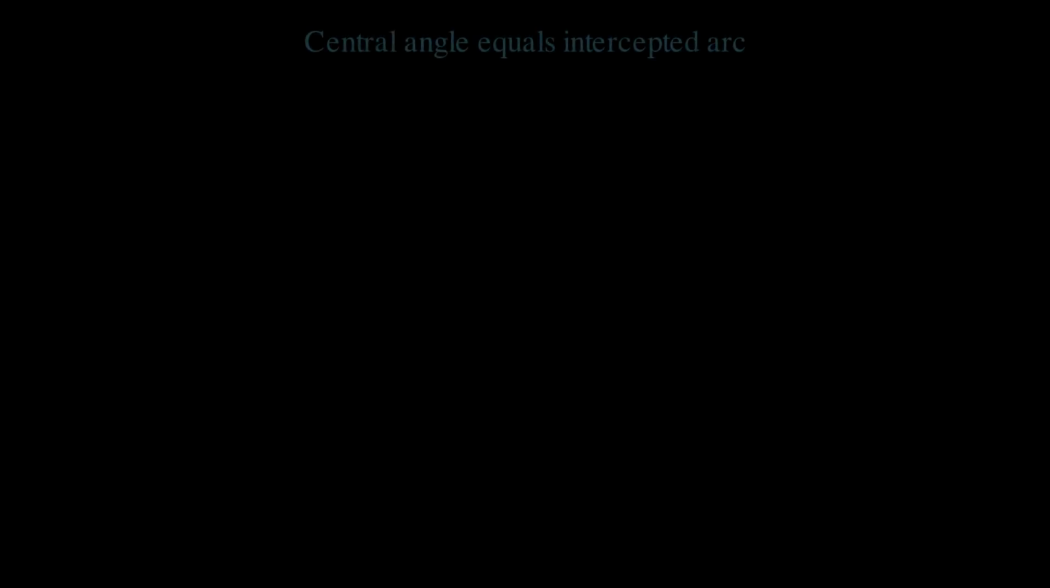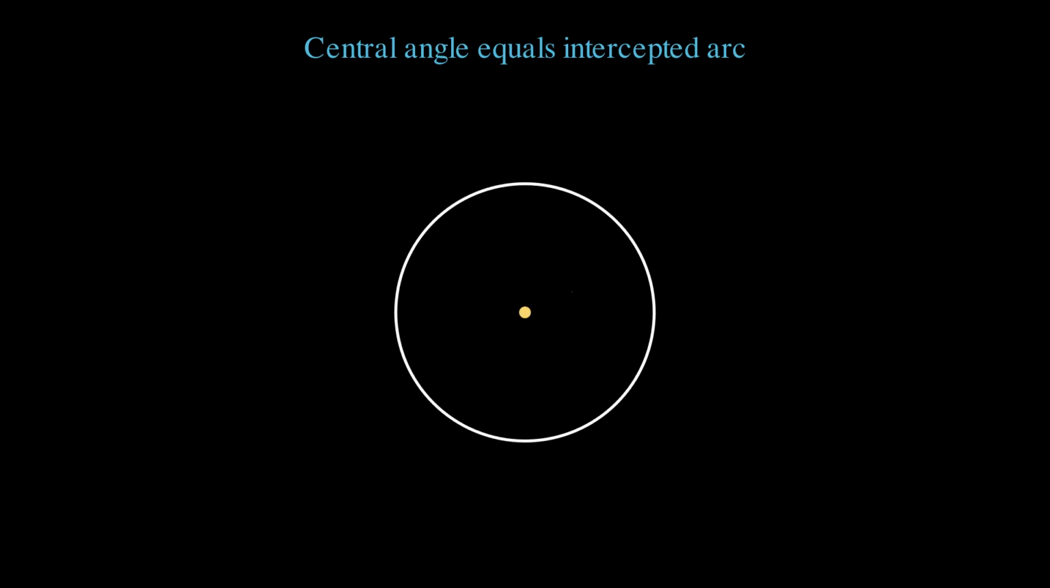Start with the cleanest rule. A central angle is an angle whose vertex sits at the center of the circle. Measure the central angle in degrees, and the minor arc between the same 2 points has the same number of degrees. Easy checkpoint. If the central angle is 72 degrees, the intercepted arc is 72 degrees, no extra factors.